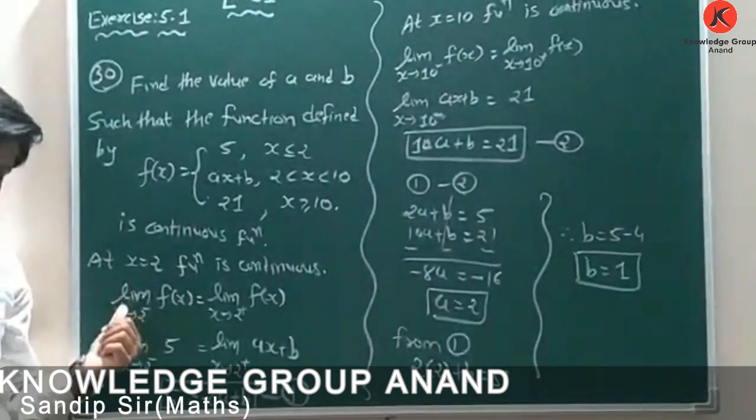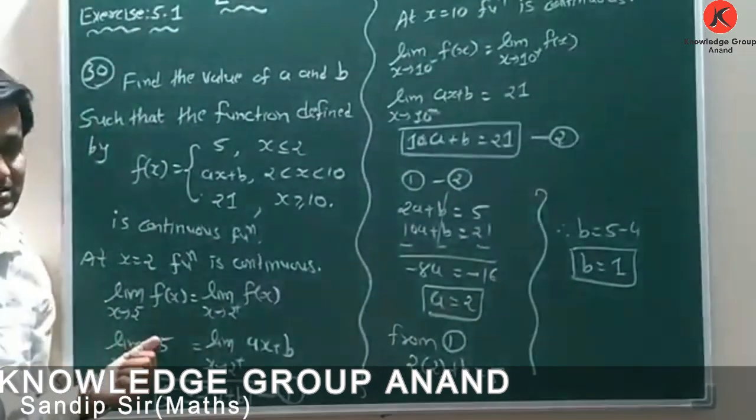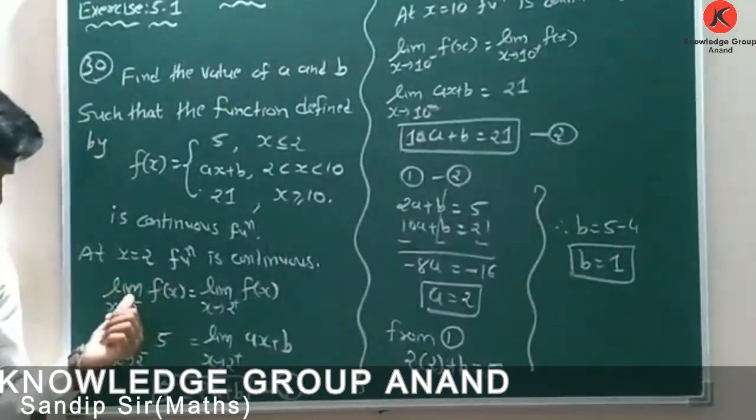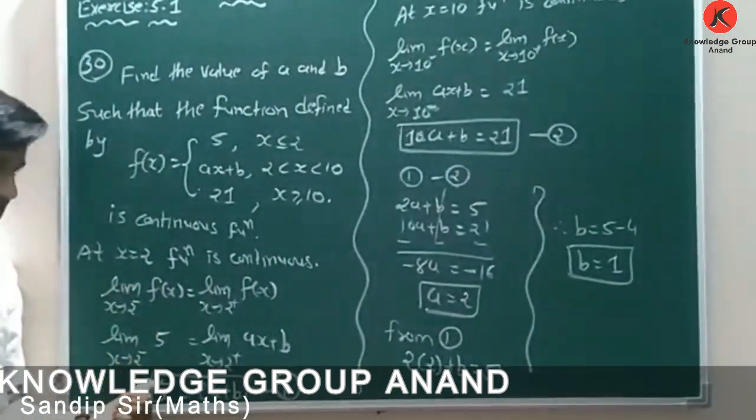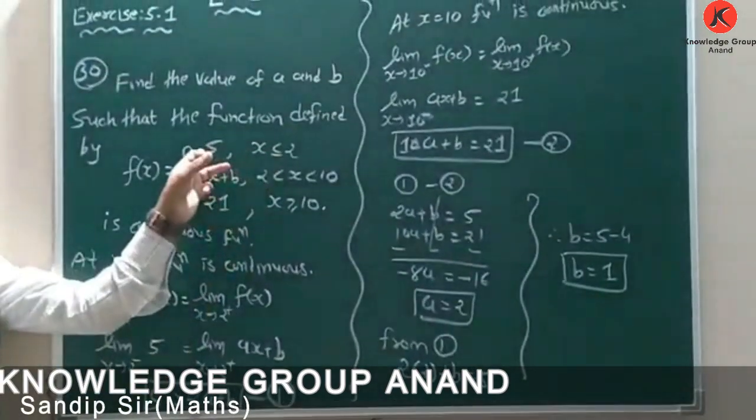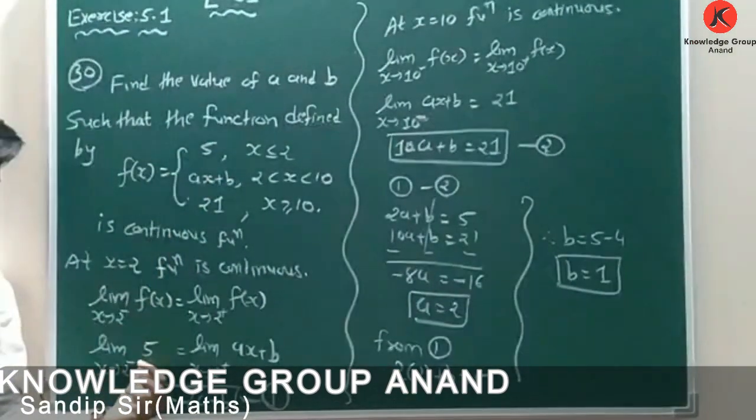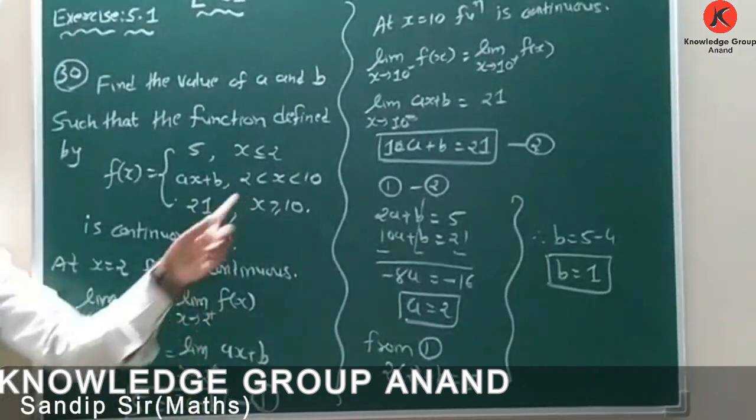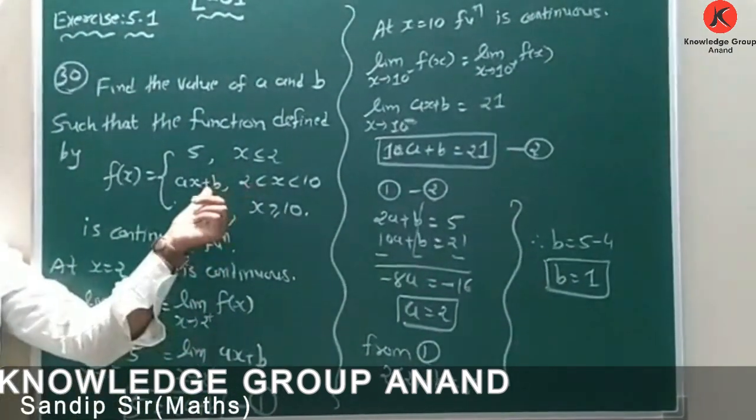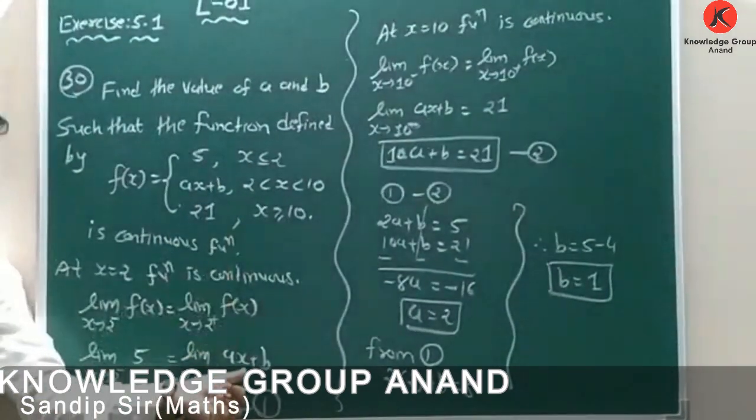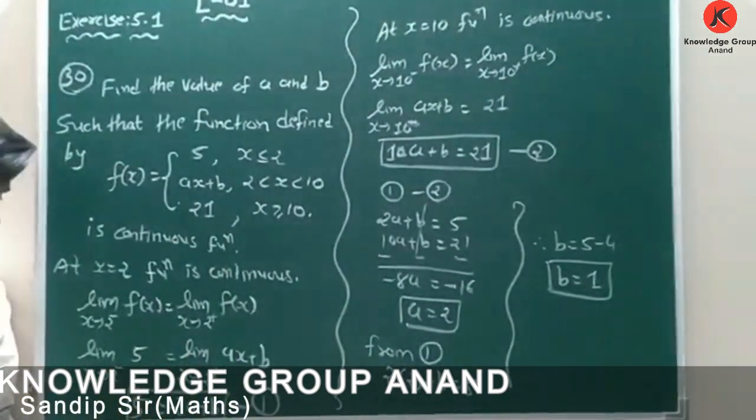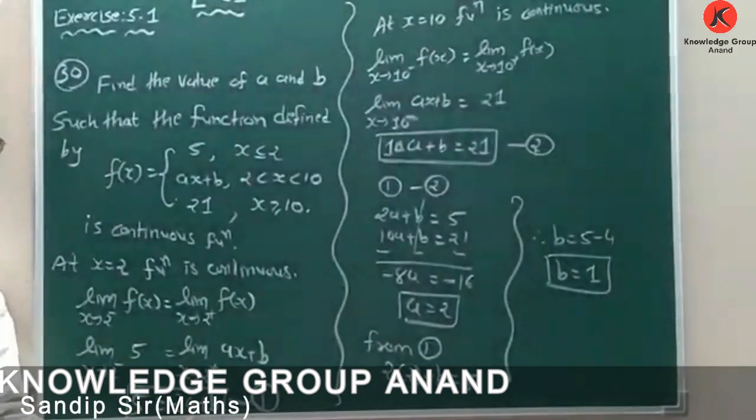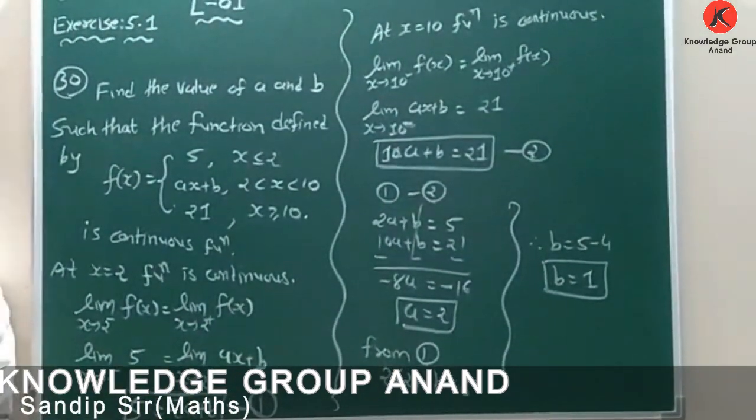So the limit as x tends to 2 minus of f of x is equal to the limit as x tends to 2 plus of f of x. The limit as x tends to 2 minus, slightly less than 2, the function gives the answer 5. And the limit as x tends to 2 plus, slightly greater than 2, gives the function ax plus b. So 5 is equal to, putting x equal to 2, 2a plus b. The first equation gives 2a plus b is equal to 5.